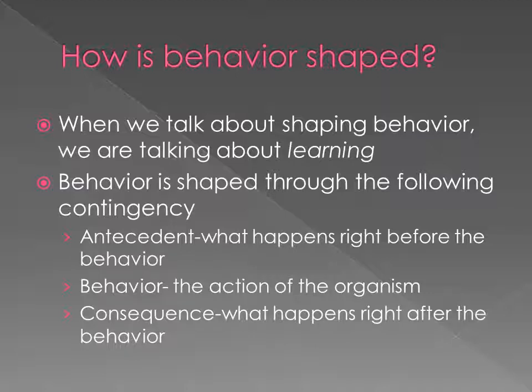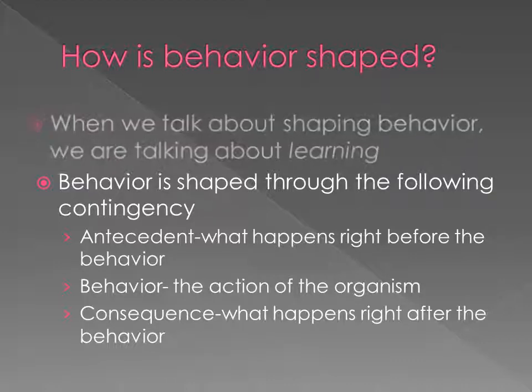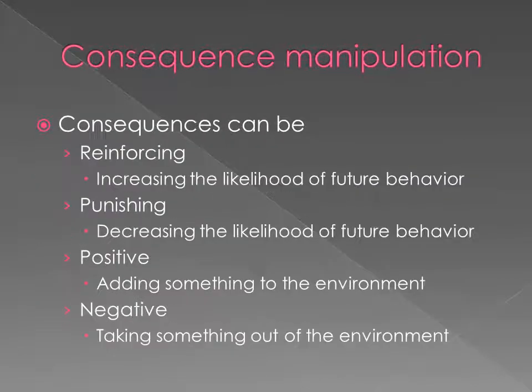Behavior is shaped through the following contingency: antecedent, behavior, and consequence. ABC. Antecedent is what happens right before the behavior. And the behavior is the action. And the consequence is what happens right after the behavior. We're going to start with talking about consequences first because of the way that this slideshow pairs with the prompting slideshow. But you can talk about antecedents and consequences in either order.